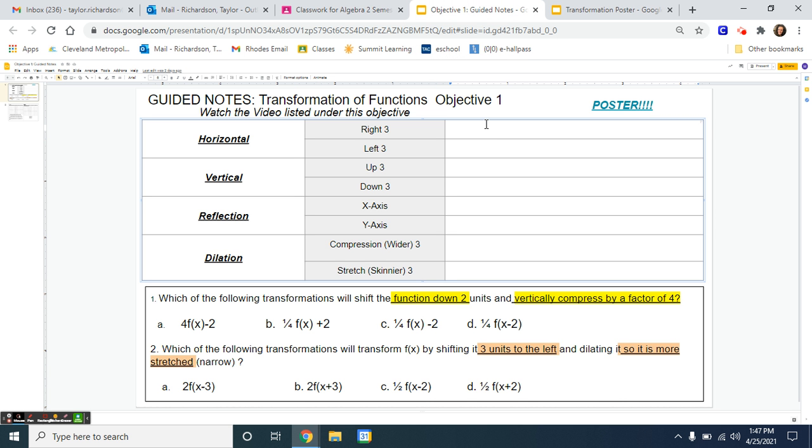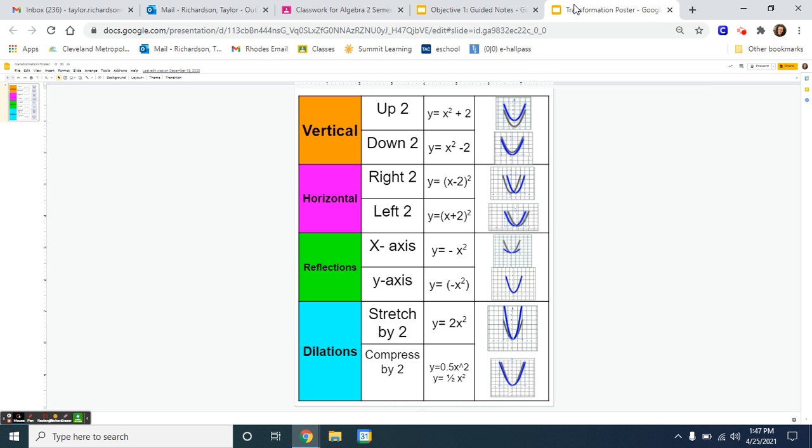So here's the table. What I'm asking for you in this table is to make equations that represent each of these types of transformations. The first transformation that we're going to talk about is horizontal, and it's asking what does the equation look like if you were to move the graph right 3? If you look at our poster under horizontal, every example on the poster is moving by 2s, so we're going to make an equation that's moving by 3s. Doing the same thing, just using number 3 instead of 2.